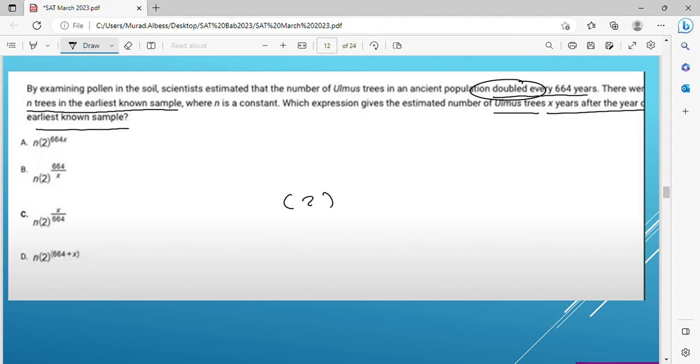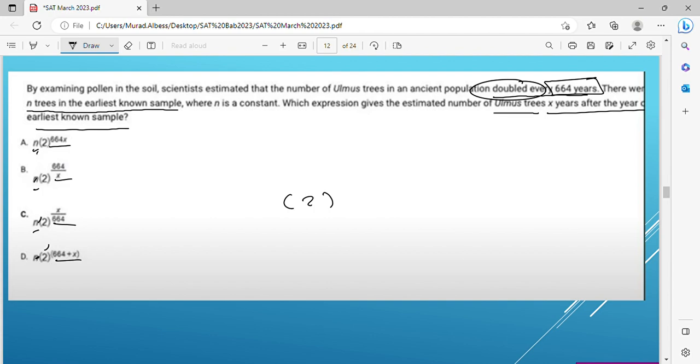Now, every 664 years, let me see the choices. Here, N is the same, and 2 is the same. The difference is the power.